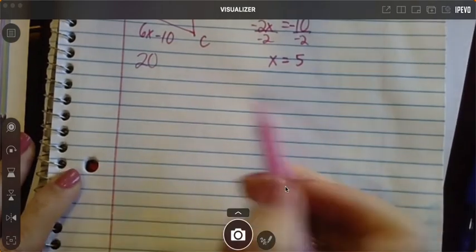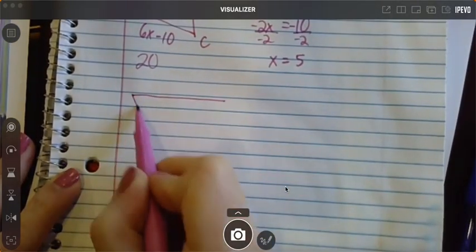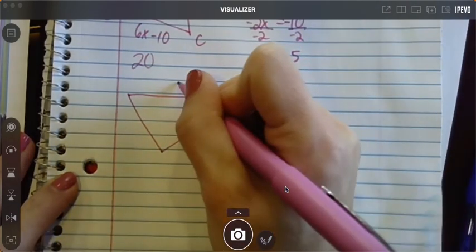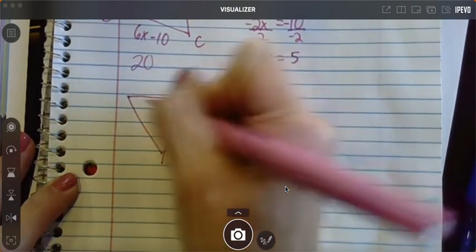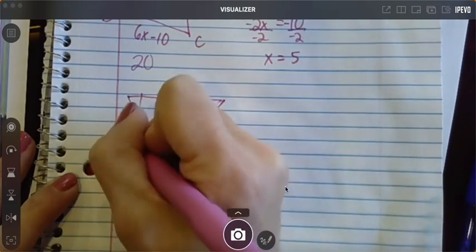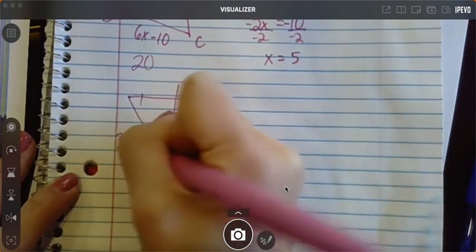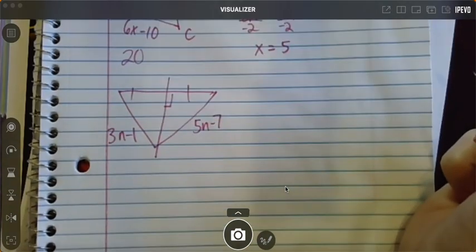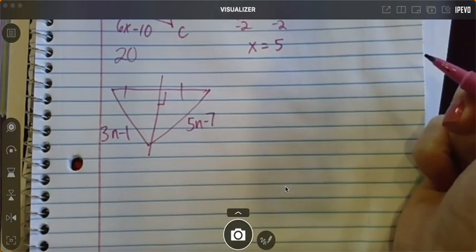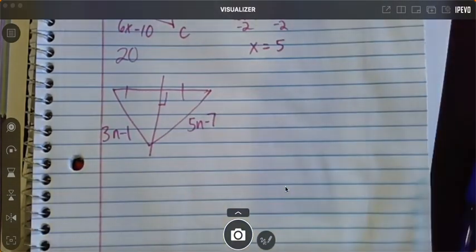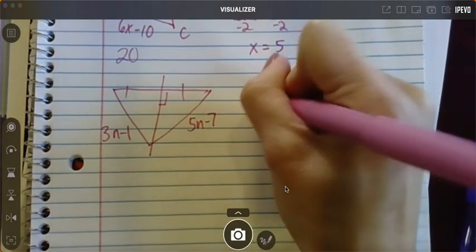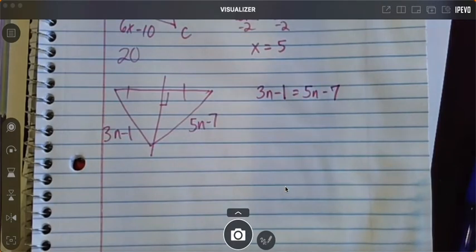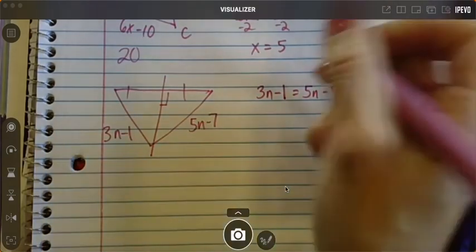If I have this triangle, you just have to remember all these rules. Theirs is drawn way better than mine. And it is the perpendicular bisector. And again, this is 3n minus 1, and this is 5n minus 7. What are you going to do with those two things? Set them equal. Perpendicular bisector, they're equal. So 3n minus 1 equals 5n minus 7. What do I do now? Subtract the 3n.